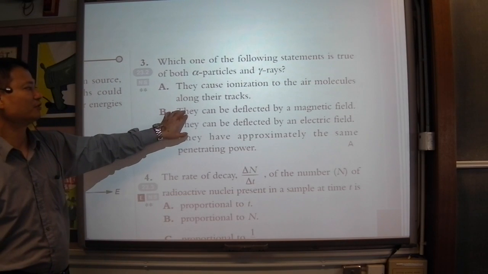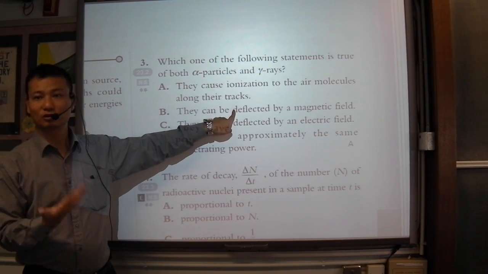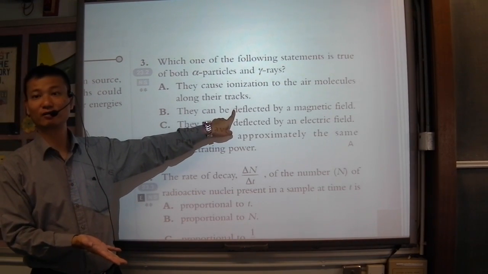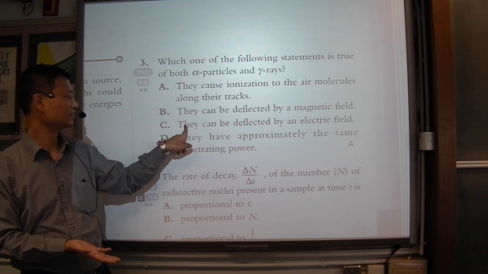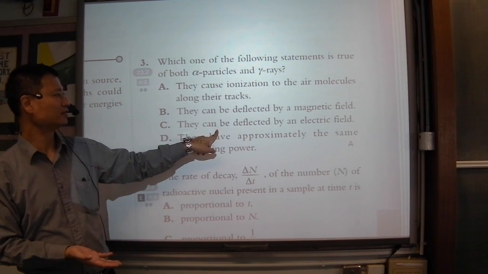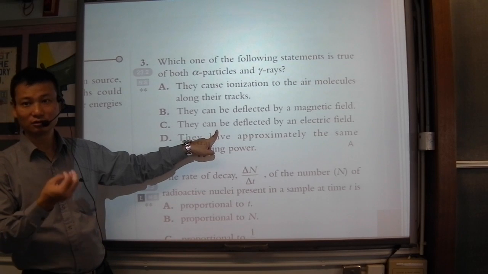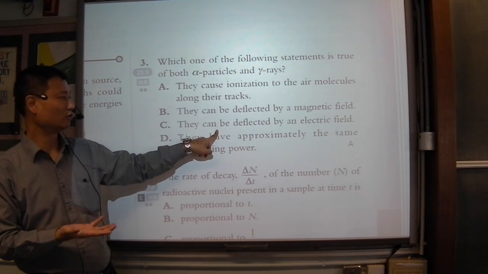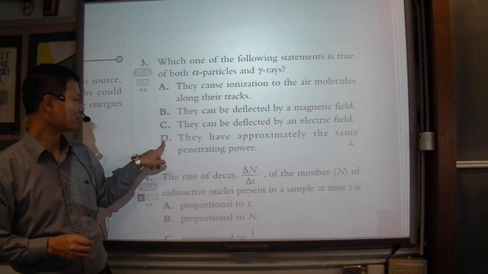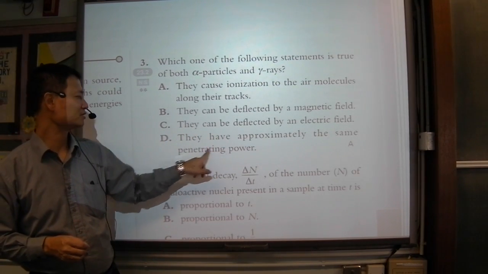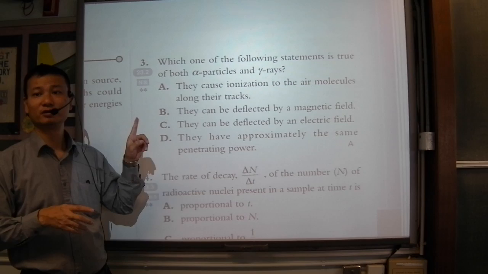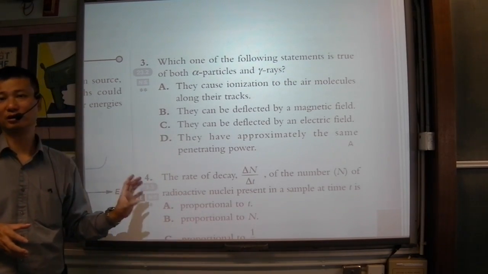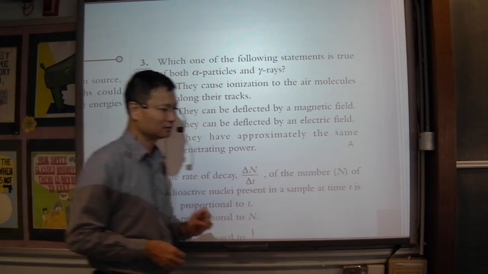Now B, they can be deflected by a magnetic field. Correct for alpha but incorrect for gamma. C, they can be deflected by an electric field. Again, true for alpha but wrong for gamma. D, they have approximately the same penetrating power. Now, this is usually incorrect. Okay?